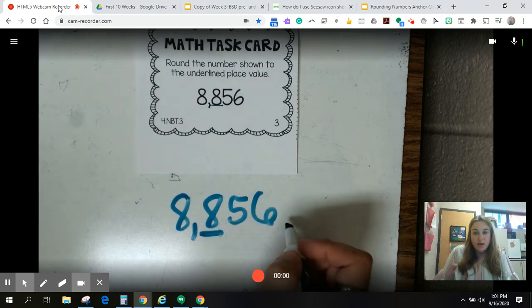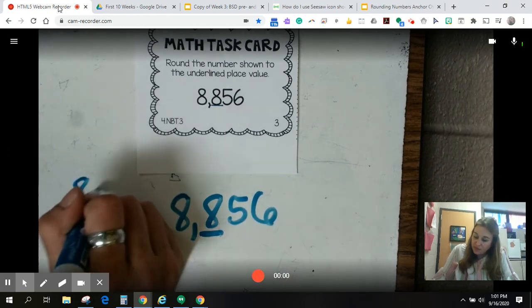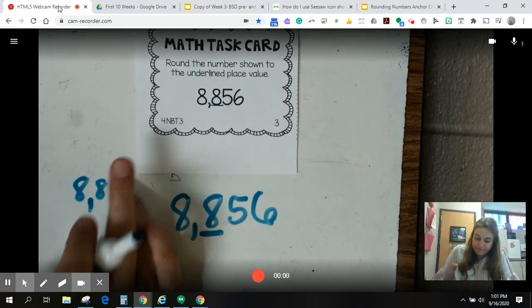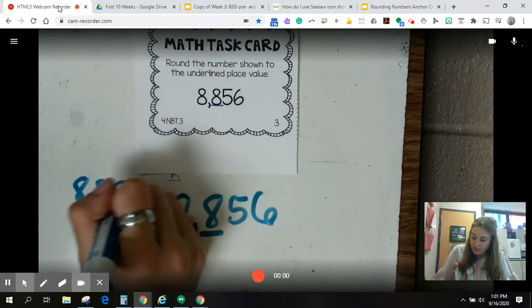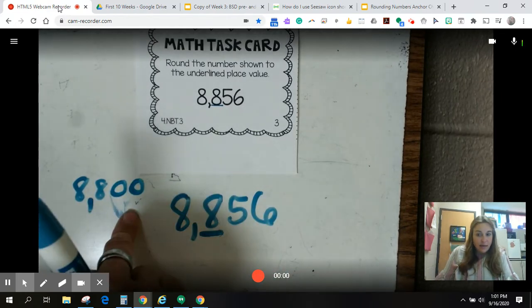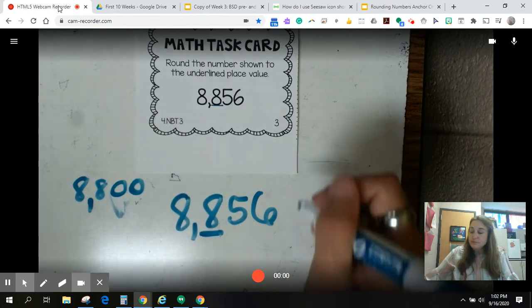All the numbers to the right are zero. So 8,850. Oh, look at me, making a mistake. 8,800, because the digits to the right are zero. So both of these are zero. So if this is 8,800, what's our next hundred number?